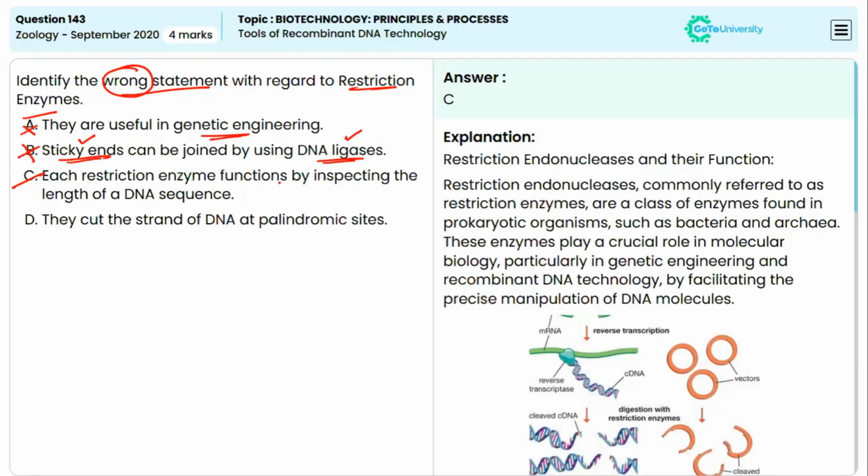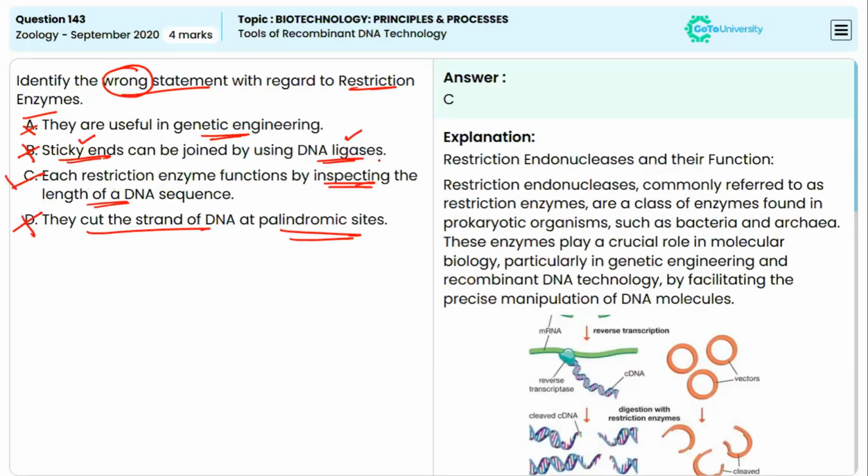Each restriction enzyme functions by inspecting the length of a DNA sequence. This is incorrect. They are molecular scissors and they are found in prokaryotes, and what they do is just facilitate the manipulation of DNA molecules. They just cut the DNA at particular sequences, that is palindromic sites. So that is correct, that they cut the DNA strands at palindromic sites. So option D is an incorrect answer. C is the correct answer because it is an incorrect statement.